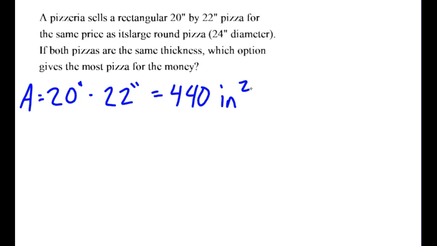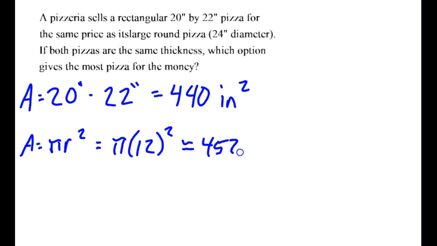Now if we want to calculate the area of a round pizza, the area of a circle is pi r squared. We have the diameter, which is 24, so if we substitute the known radius, which would be half of that, 12, in there we have pi times 12 squared. Pi times 144 is going to be approximately, not equal to, approximately 452.39 inches squared. So since these are the same price, the second pizza provides us with more area. We get more pizza. The round pizza would be the better deal.